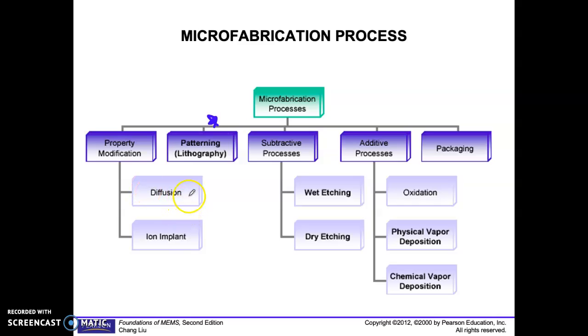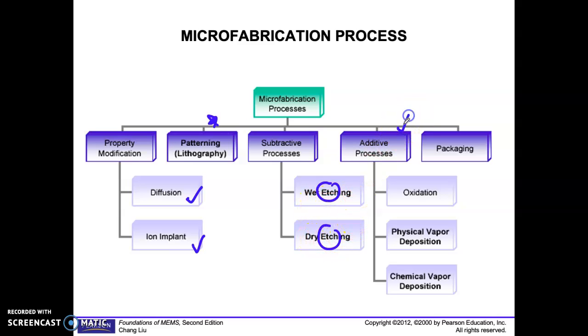Either you are going to dope to become P-type or N-type. So this is what we call ion implant or diffusion. Okay, the common one is the subtractive process. Subtract means you remove something. So when you remove, we call it etching. Etch. So there are two types of the subtractive process. The first one we call wet etching and dry etching.